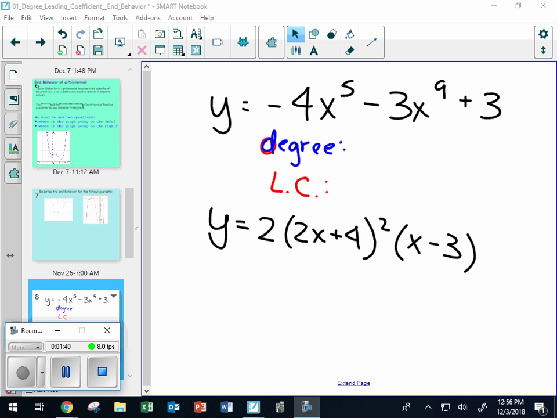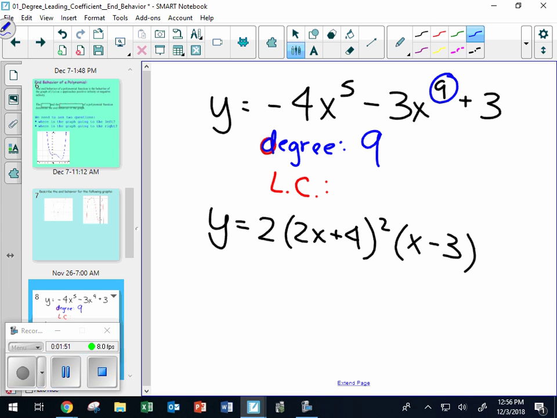Row 1, person 2 would be Ethan. Could you tell us what the degree is? For the first one, we have a degree of 9. We have a degree of 9 because it is the highest exponent.